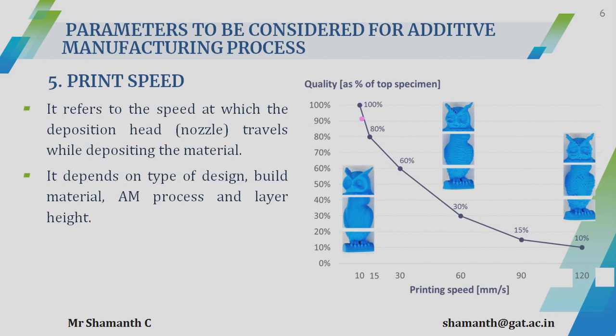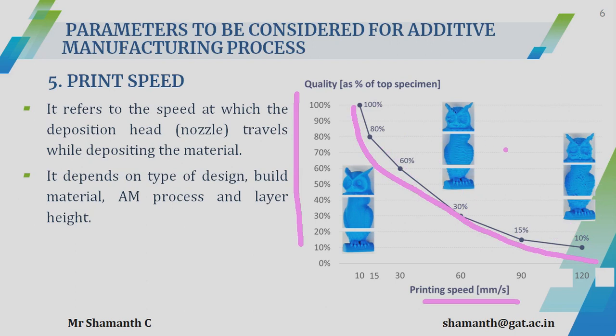There is a figure showing quality versus print speed. A graph has been plotted. On the x-axis you can find the printing speed, in mm per second, and on the y-axis you can find the quality, in percentage. So 100% quality, or 20, 30, 40% quality. This graph has been plotted for 100% quality, then you have 80, 60, 30, 15 and 10%.